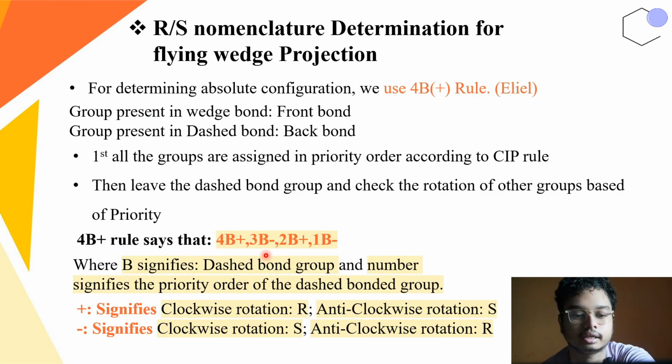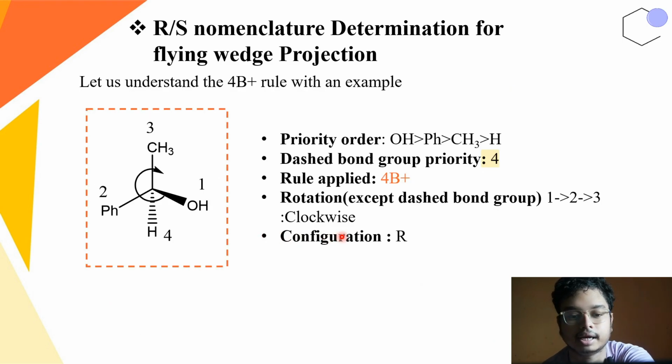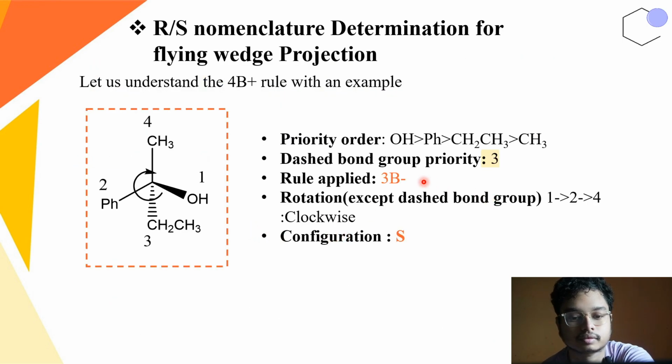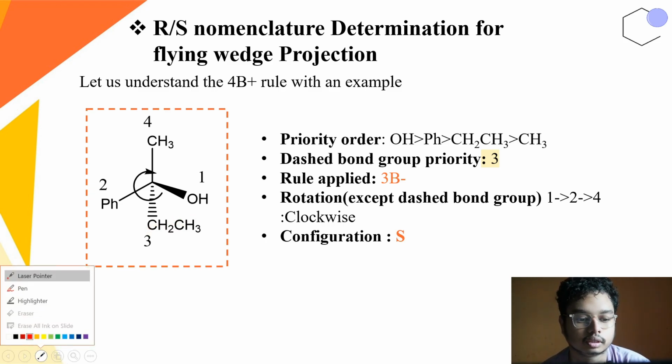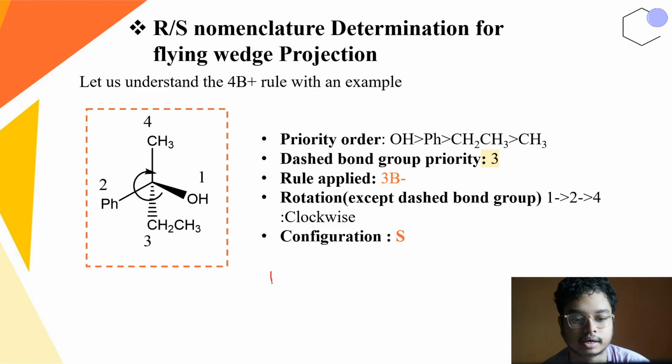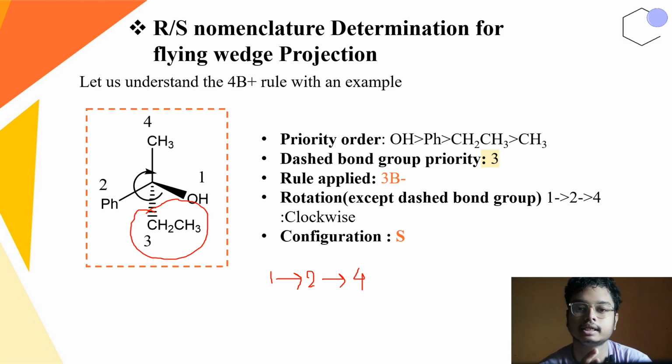So here the priority of this particular dash bonded group determines which rule is applied. Here the 3b minus rule is applied. Now we have to check the rotation of 1, 2 and 4. So the rotation that will be observed is 1 to 2 to 4. Since the third group is present in the dash bond, we just eliminate this particular group.